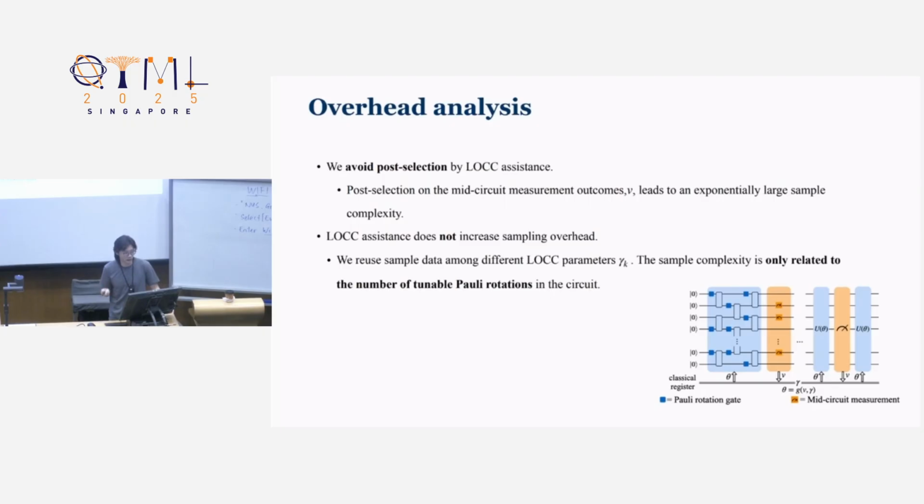First, I want to mention again that we can avoid post-selection, which I believe is the most important part of this protocol. Also, we can see that these LOCC systems do not increase your sampling overhead. You have new fundamental parameters gamma, but we can reuse data when we want the gradient with respect to different gamma k, which is a component of gamma. The sample complexity is only related to the number of tunable Pauli rotations, those thetas. So it's efficient in terms of sampling overhead.